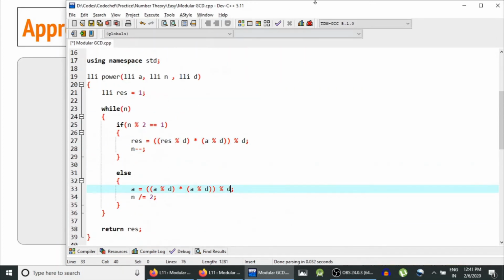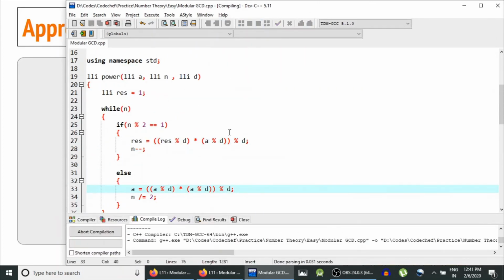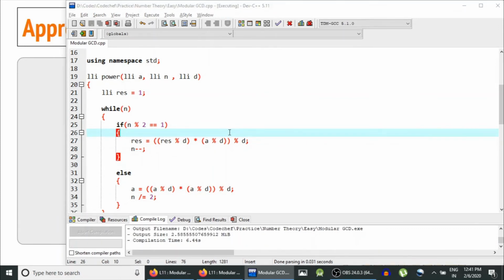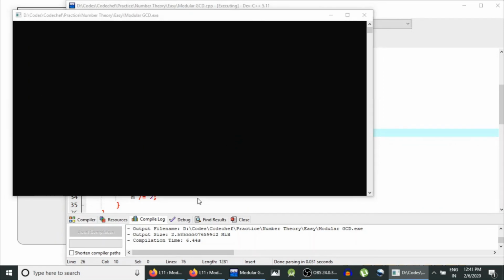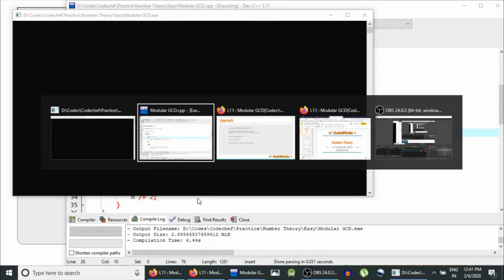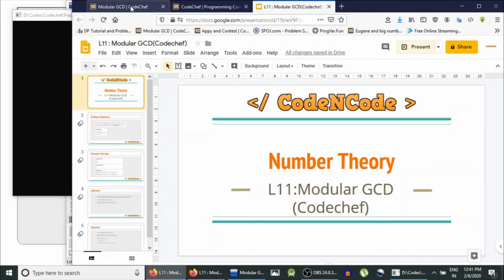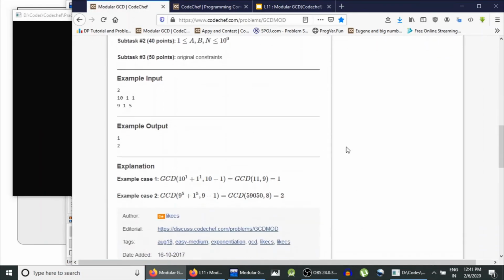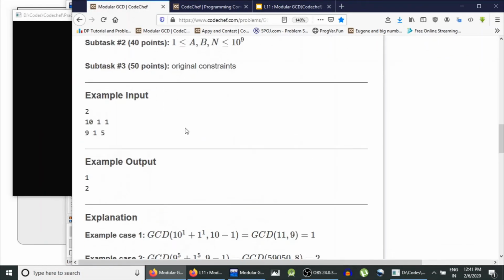And everything seems good. Let's compile it and hope we don't get any error, which is highly unlikely because I always get errors. Well, there was... so this is the problem. Modular GCD taken from Codechef. Let me just do this. So there are two test cases.